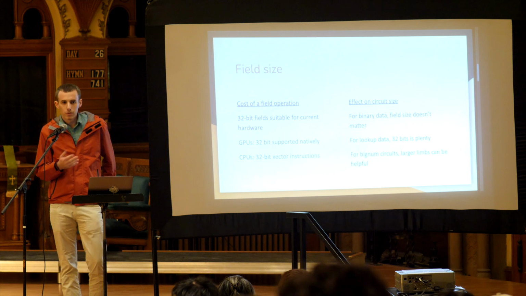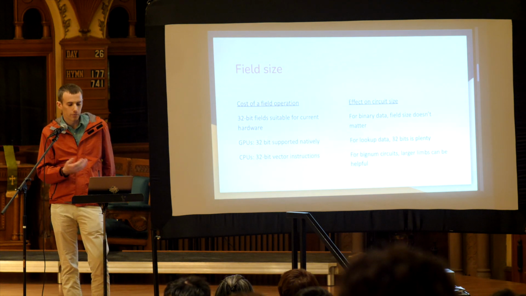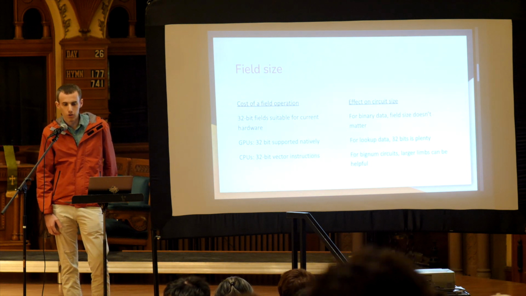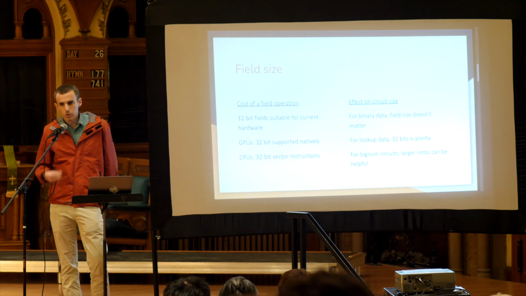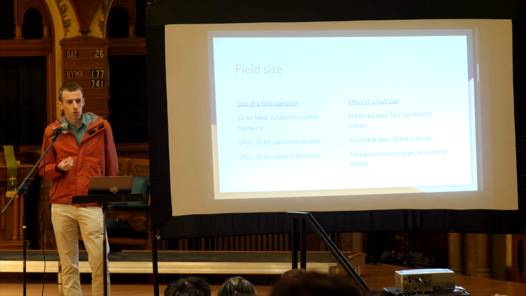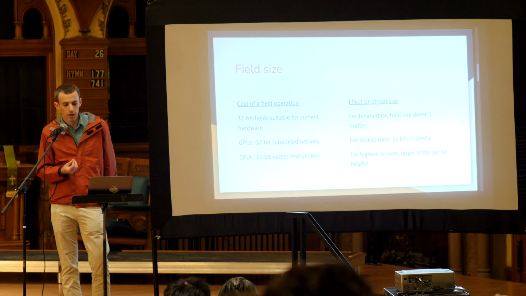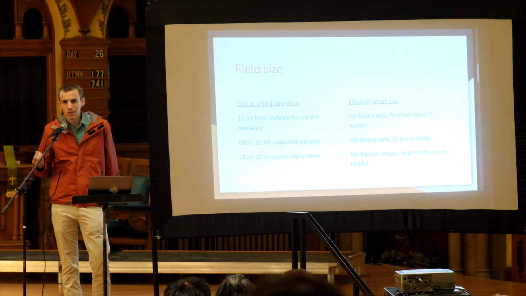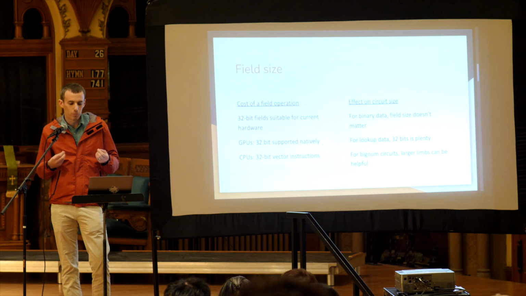So with a 32-bit field, it's much more direct. We can directly vectorize it in a way that fits the hardware better. Also, if we do use GPUs, then as far as I know, it's all 32-bit ALUs there. So 32 bits just seems like the best fit for current hardware.